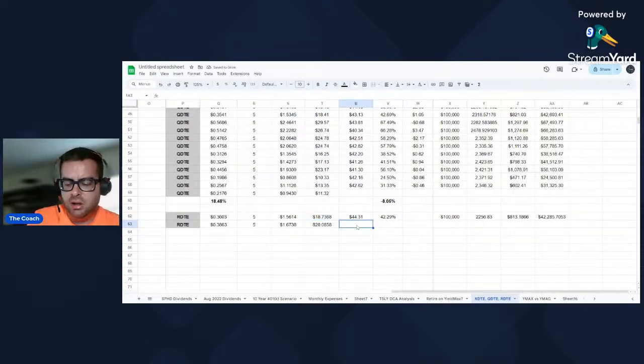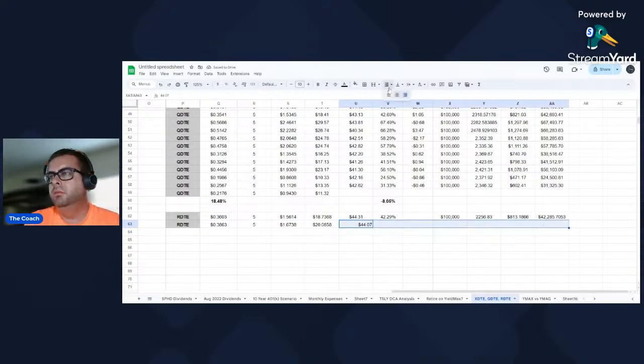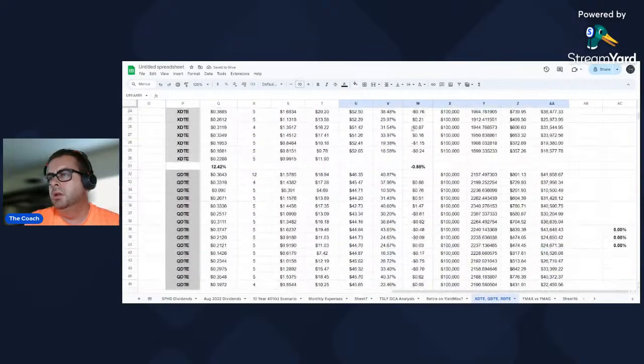Let's get the stock prices. So for the funds for RDTE, we've got $44.07. So we've dropped a little bit. Center all of this while we're at it. Center this, center these. Okay. Let's see.